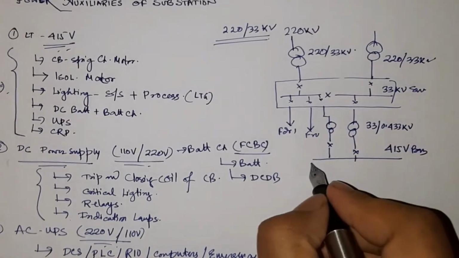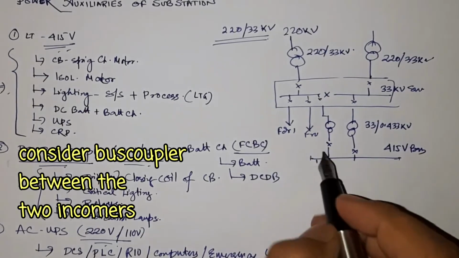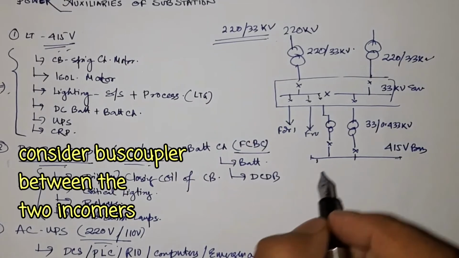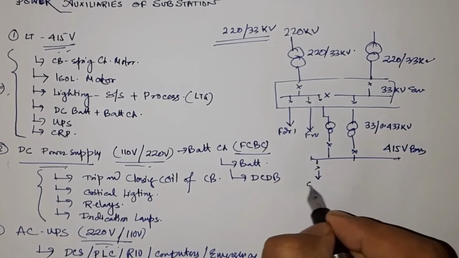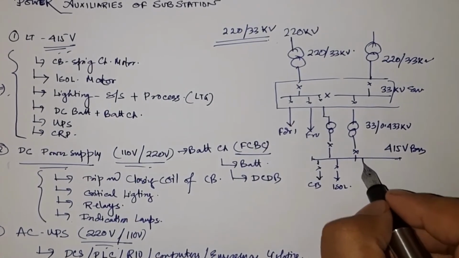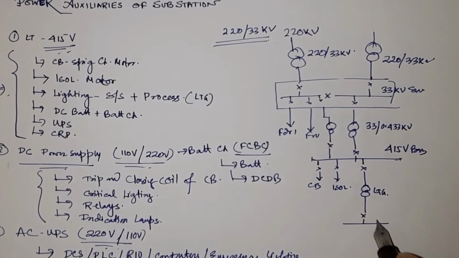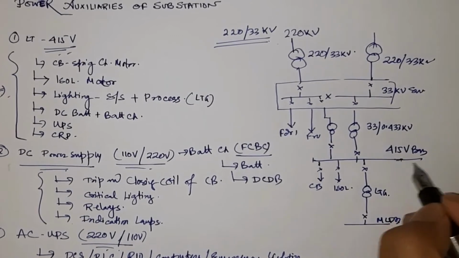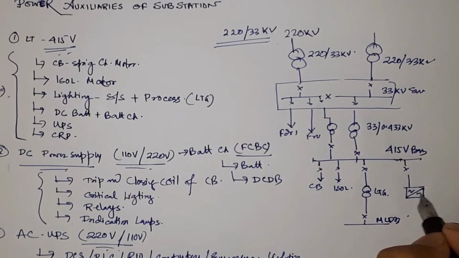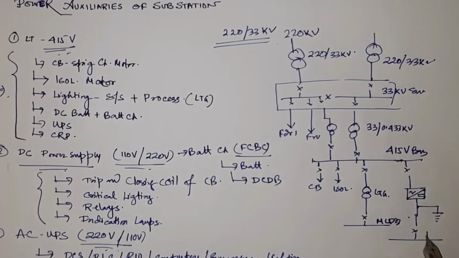So from this 415 volt bus, all these auxiliary supplies will be fed. One supply will be given to the circuit breaker, one will be given to the isolator. Say this is going to the circuit breaker, this is going to the isolator panel. Now from here another supply through a lighting transformer. Say this is a lighting transformer, it is going to MLDB. Now here the battery charger system will be installed. So this is a battery charger. From here the batteries will be supplied, and here the DCDB will be installed.